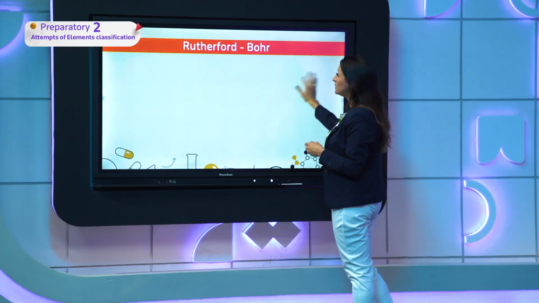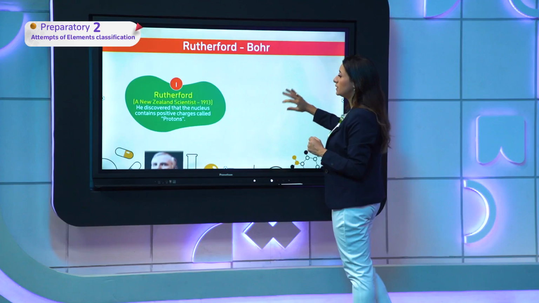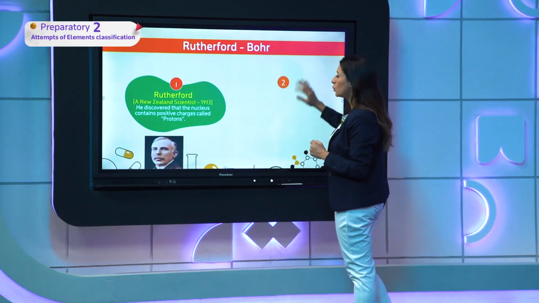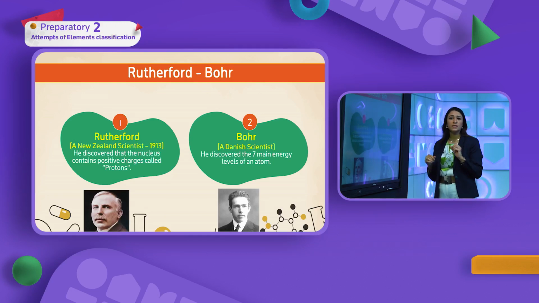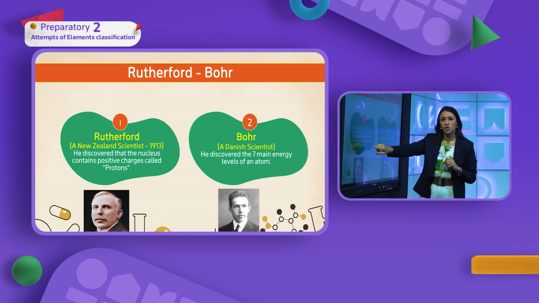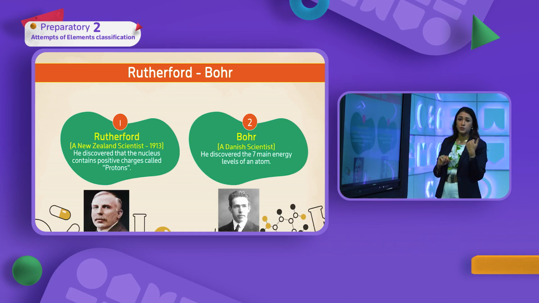طيب ومع موزلي ساعدوا 2 علماء كان راذرفورد وبور. راذرفورد كان وقتها اكتشف ان النيوكليوس of the atom consists of positive charges called protons as we took in first prep. we have protons in our nucleus. طب مين اللي اكتشف ان النيوكليوس فيها بروتونز؟ كان راذرفورد. وكان بور اكتشف ان الانرجي ليفلز contain 7 energy levels. We have 7 energy levels orbiting around the nucleus of the atom.